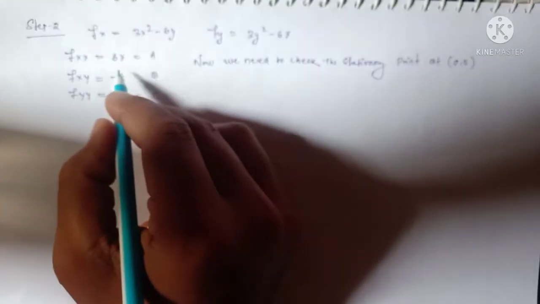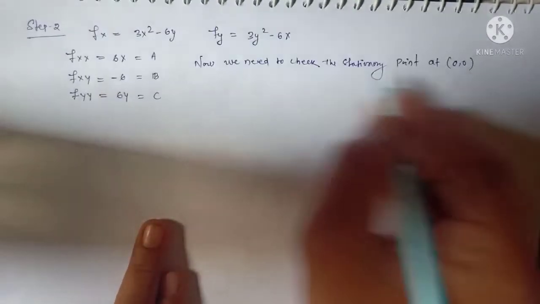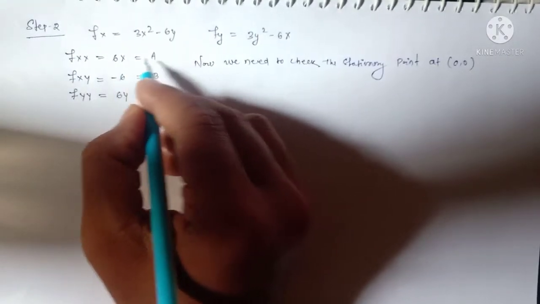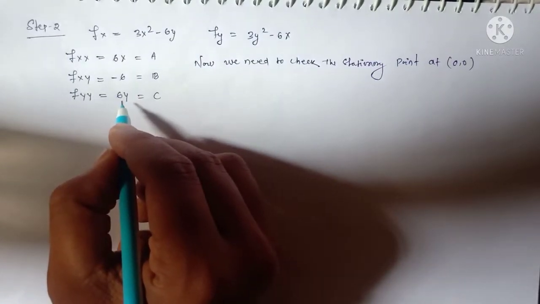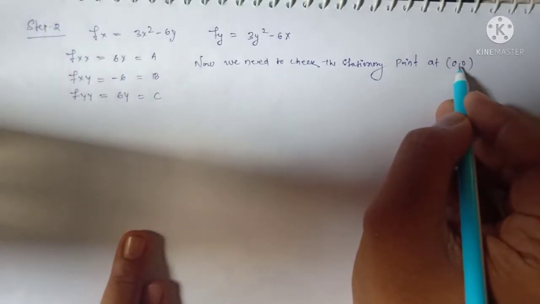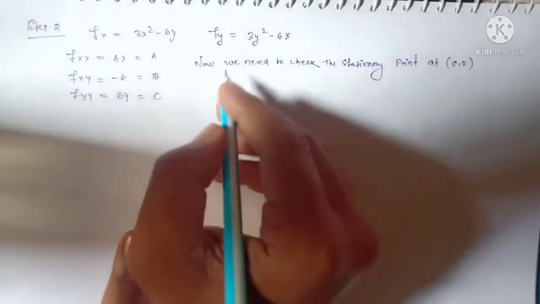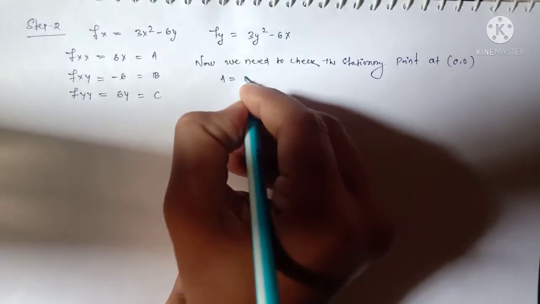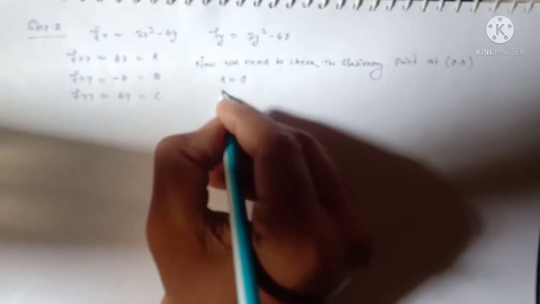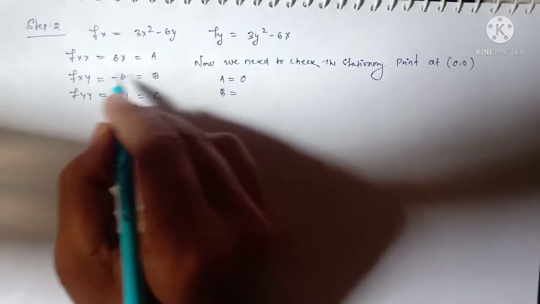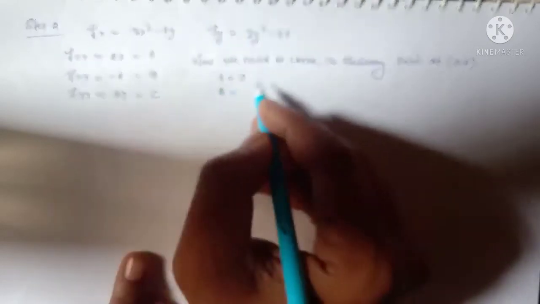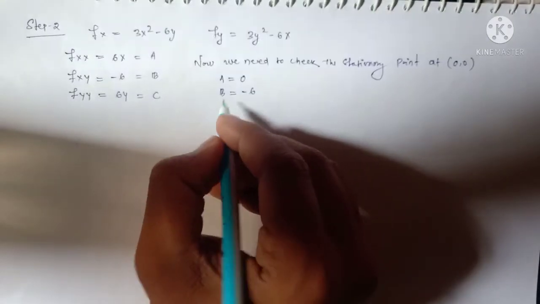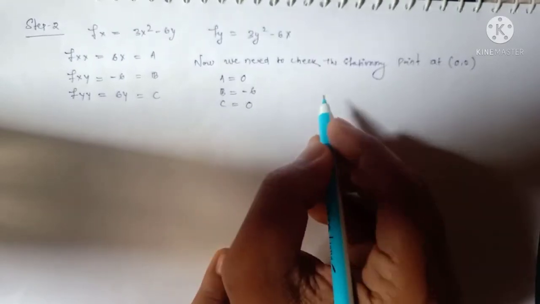So by putting 0, 0 here, this is the equation, right? A is equal to 6x, B is equal to minus 6, and C is equal to 6y. By putting x equal to 0 and y equal to 0 here, we will get the value A equal to 0 as well. B is equal to minus 6, because there is no variable here, right? There is no function of x and y. So here I can write B is minus 6, C is equal to 0.